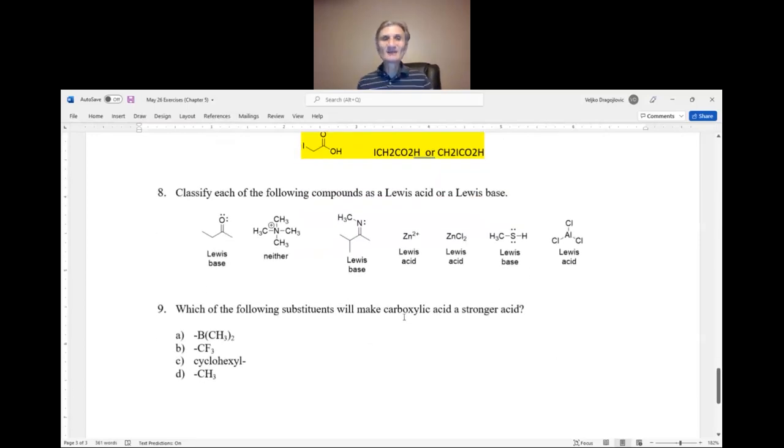Question number 8. Classify each of the following compounds as a Lewis acid or a Lewis base. A Lewis acid must have an empty orbital so that it can accept a free electron pair. A Lewis acid is an electron pair acceptor, so it must have an empty orbital to accept that electron pair. A Lewis base must have a free electron pair. It's an electron pair donor. And so electron pairs are shown here.